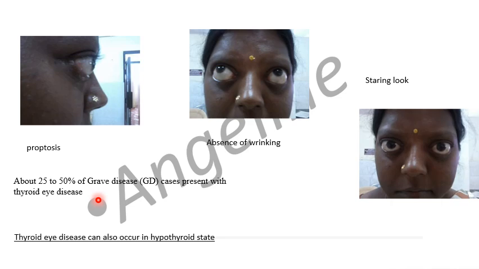Somebody with features of hyperthyroidism, or subclinical hyperthyroidism picked up on your thyroid function test, look into the eyes. Thyroid eye disease can also occur in the hypothyroid state. Somebody treated for Graves' who went into the hypothyroid stage, don't forget to look into the eyes. Or somebody with thyroiditis: initially there will be thyrotoxicosis, and when they come to you, they may be hypothyroid by then, after a few weeks, still look into the eyes. So the dictum is, any thyroid case, please look into the eyes irrespective of the function.